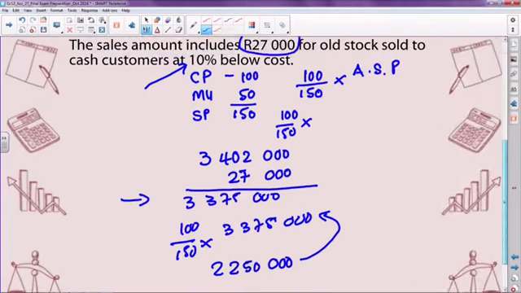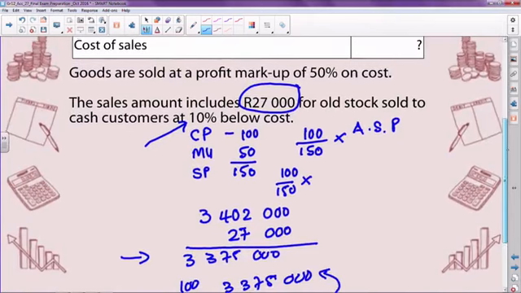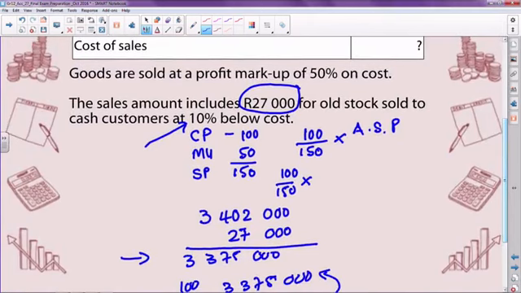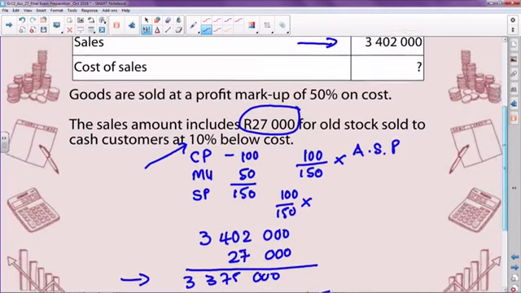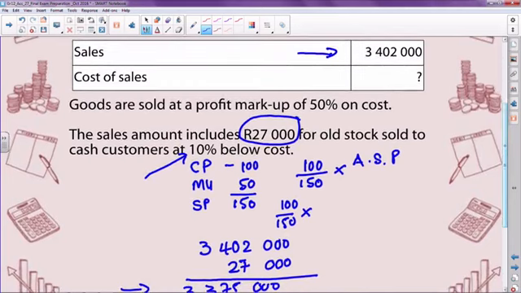Welcome back, grade 12s. Yes, remember we were busy with that calculation regarding the cost of sales? Now, I'm going to ask you, based on the information that you have here, to do the calculation for the remainder of the cost of sales, taking all this information into account. You've got 1 minute to work it out.